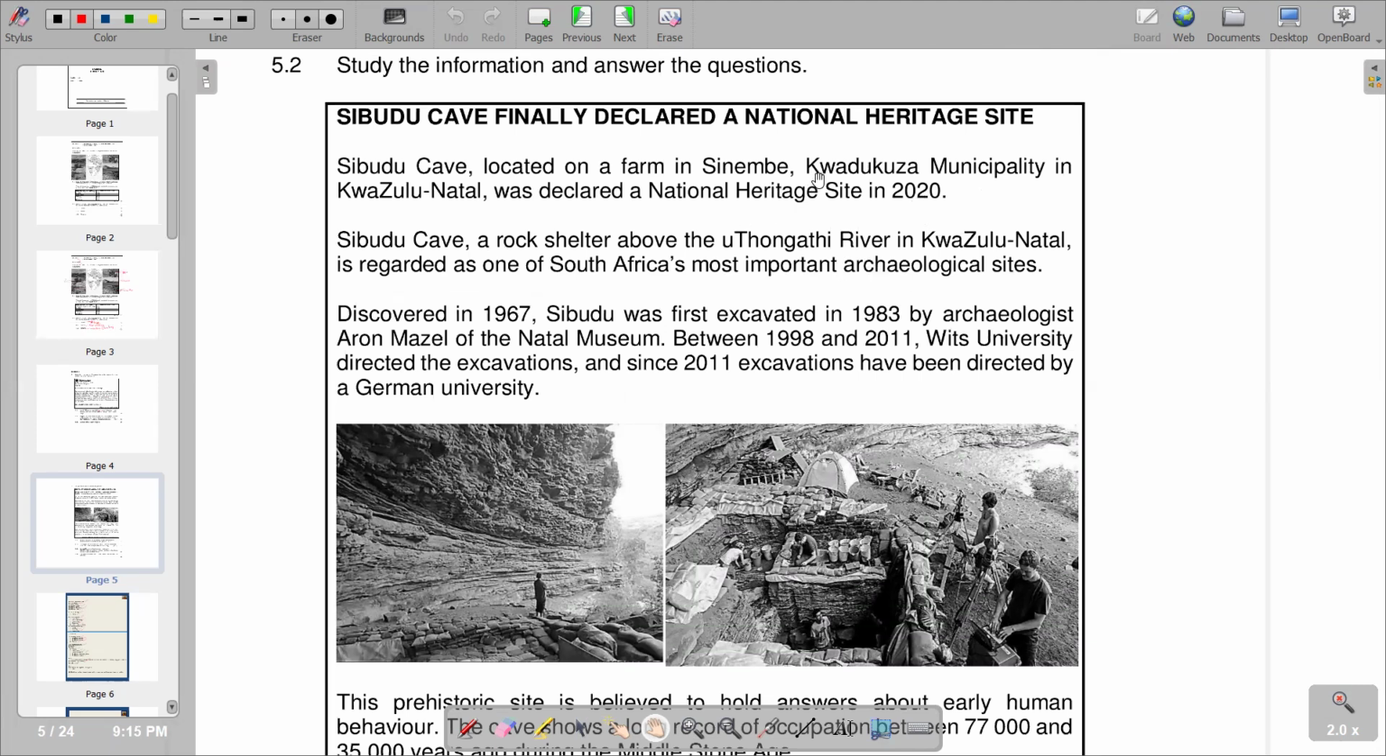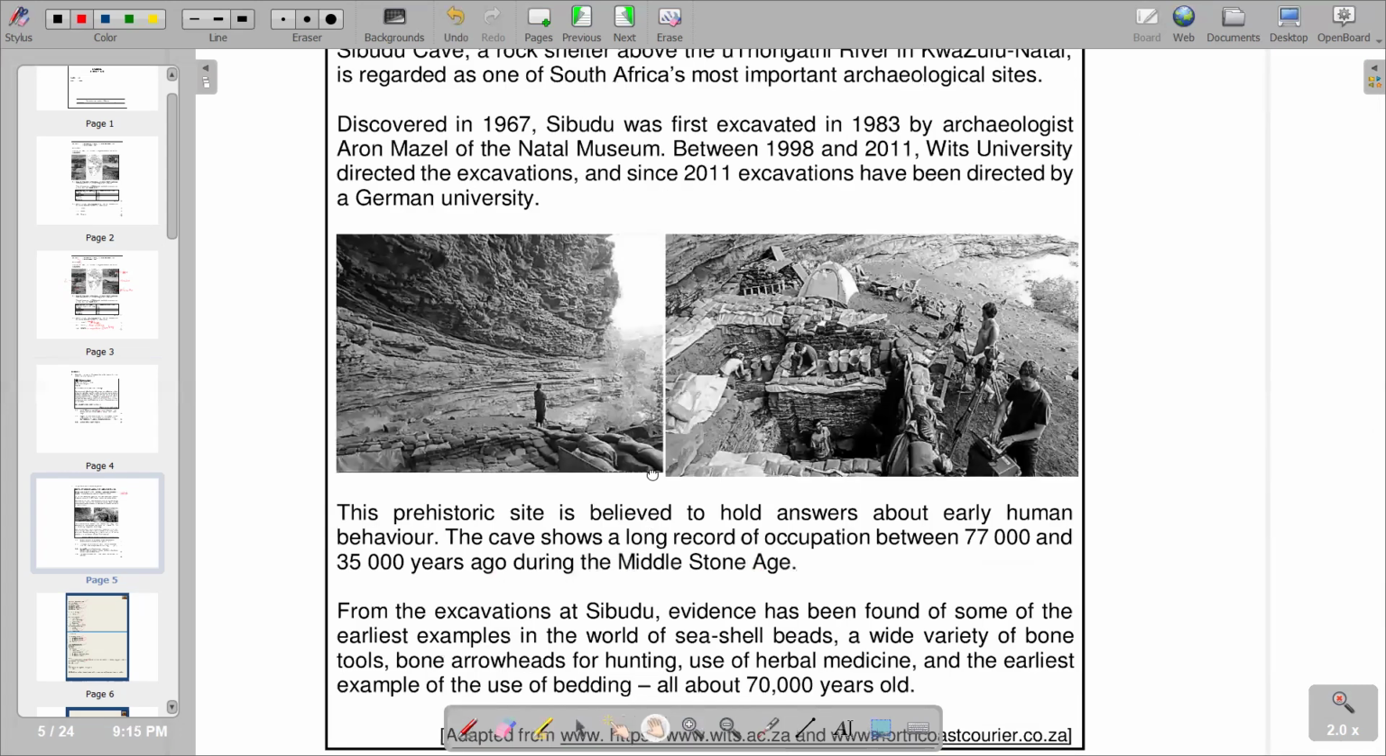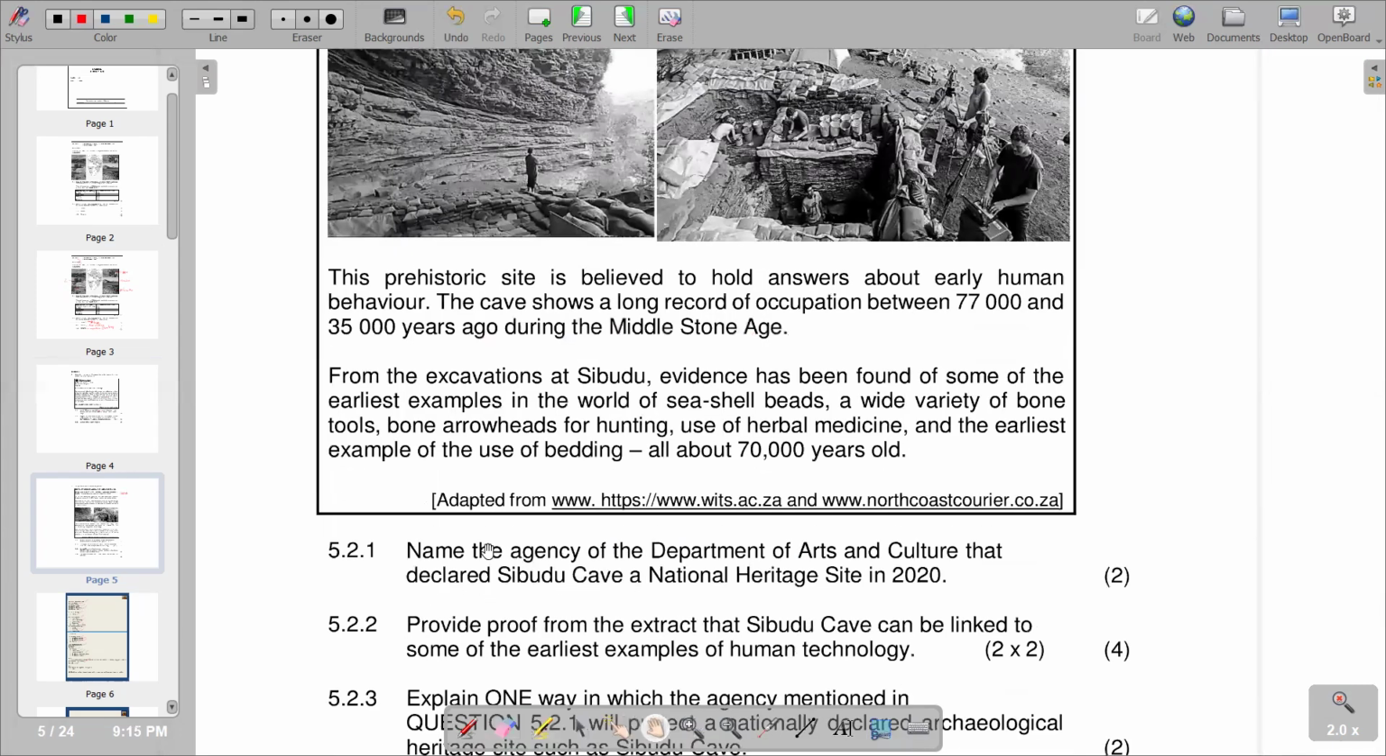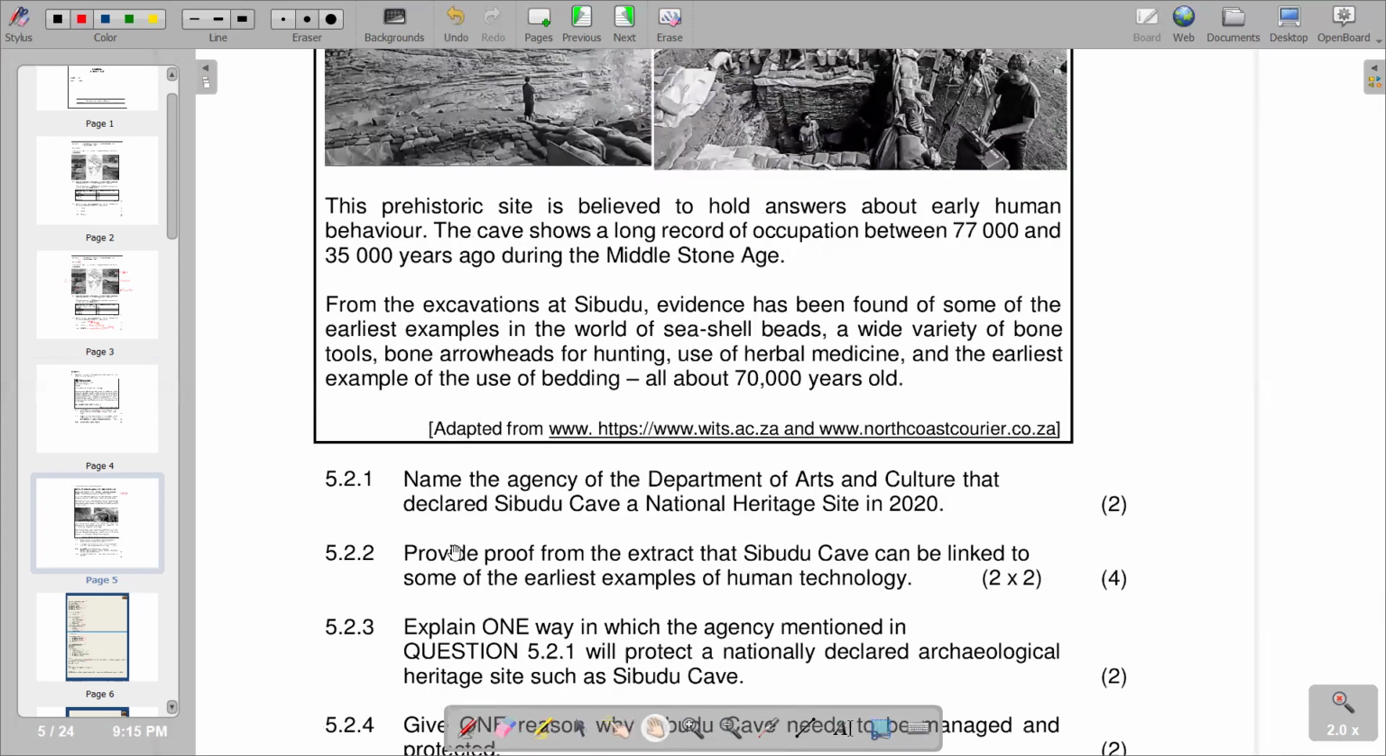But they didn't mention who declared it a National Heritage Site. But we know that the South African Heritage Resources Agency is the one that is responsible for that, which is SAHRA as an abbreviation. We can present it as SAHRA. That is the South African Heritage Resources Agency, the one that is supposed to announce that. So that's what we have in terms of the first part of the question, which is 5.2.1.